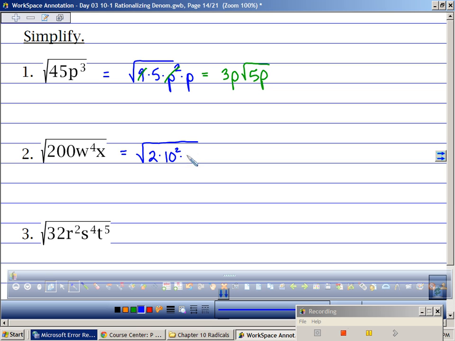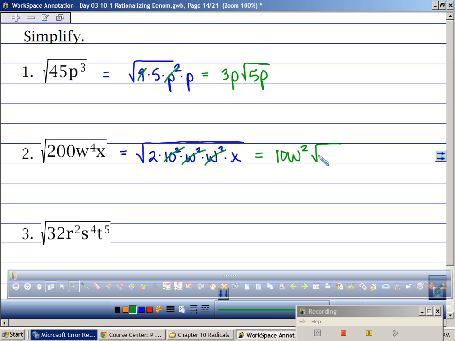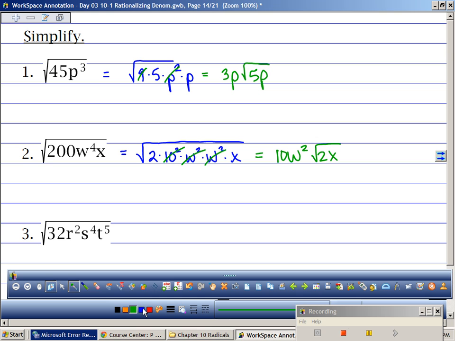What else do I have in here? Oh, yeah. A w squared, another w squared, and an x. Equals what gets kicked out? The 10 gets kicked out, and 2 w's, and what's left over? 2x. How about this one? Yep.